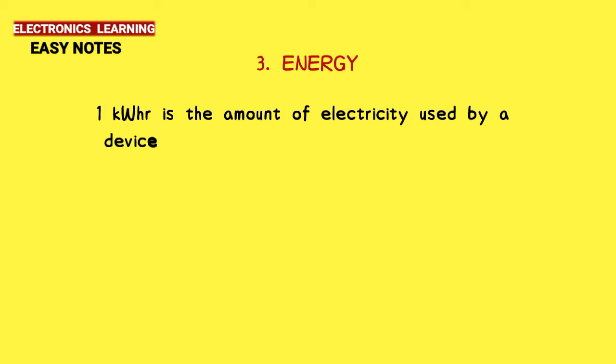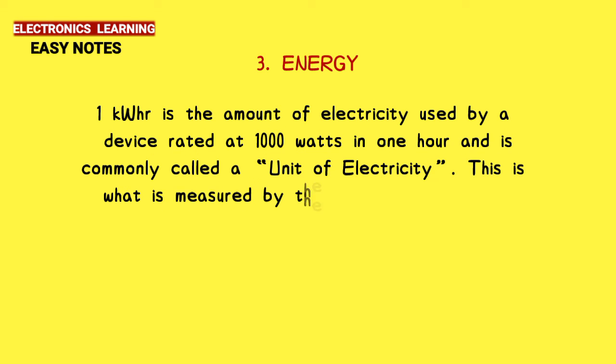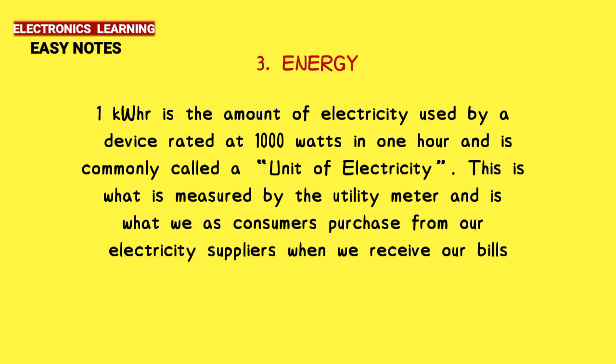1 kilowatt-hour is the amount of electricity used by a device rated at 1000 watts in 1 hour, and is commonly called a unit of electricity. This is what is measured by the utility meter, and is what we as consumers purchase from our electricity suppliers when we receive our bills.